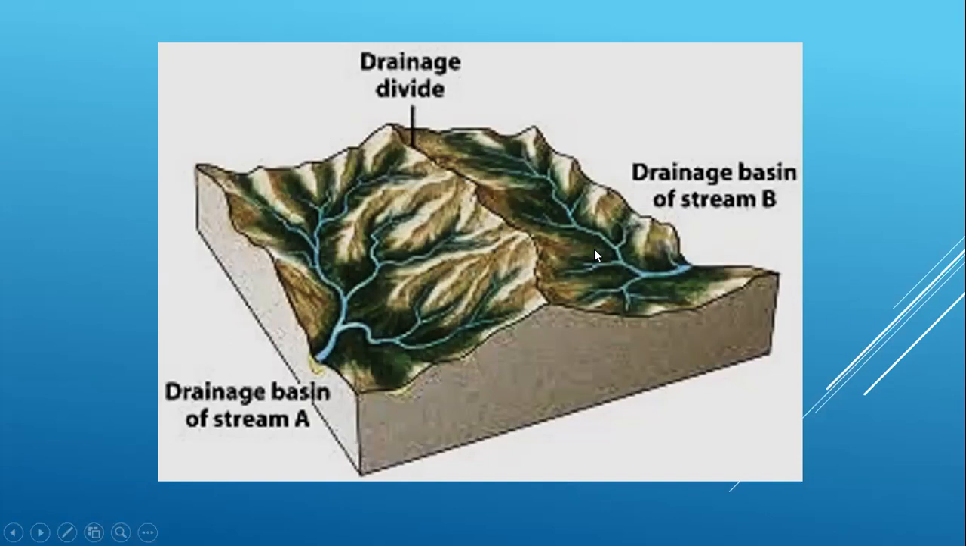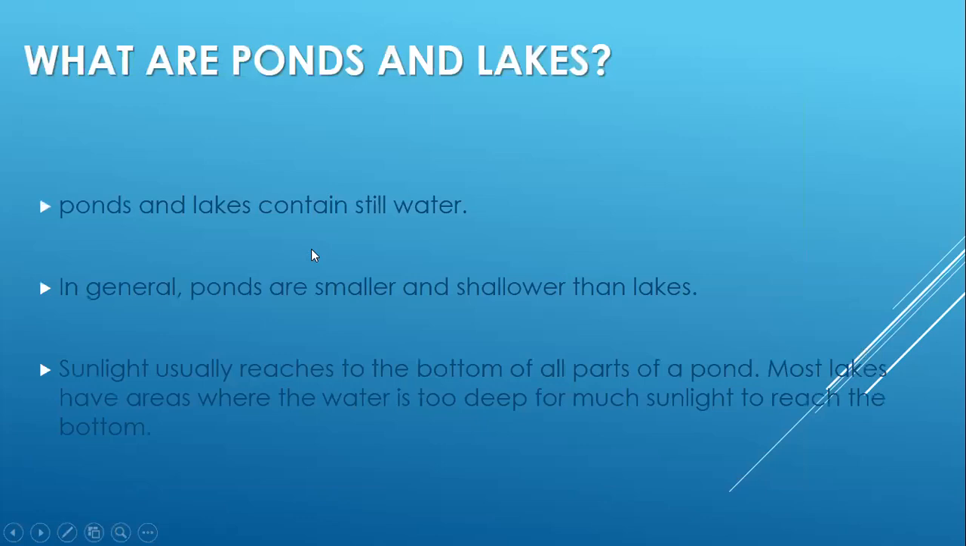We forget about that. So that is supplying stream A and that is supplying stream B. So we can get more than one river from a watershed. Also, what are ponds and lakes? Unlike the rivers, which are moving water bodies, ponds and lakes contain still water.